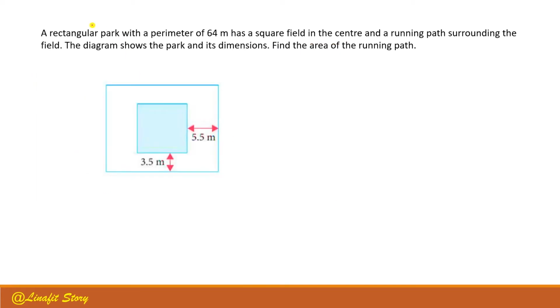A rectangle park with a perimeter of 64 meters has a square field in the center and a running path surrounding the field. The diagram shows the park and its dimensions. Find the area of the running path. So this is a square. We didn't know the sides of the square. The square has 4 equal sides. Because we didn't know the length of this square, let the length of the square field be x meters.